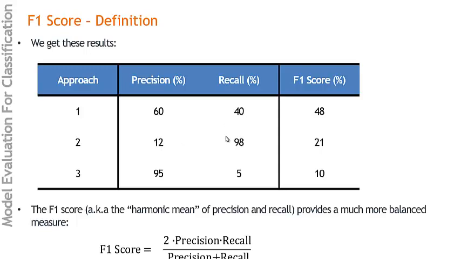And for the second one, you do similar. 2 times 12 times 98 over 12 plus 98. You can work that out as 21. For the last one, 2 times 95 times 5, which gives me 950, divided by 95 plus 5. Well, that actually gives me 9.5. You can check this and see if this is correct. But that's how you would apply this formula to get F1 scores from these values.